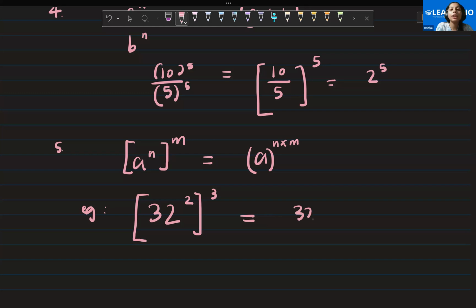So your answer will be 32 and the power will be 3 times 2. 3 times 2 is 6. So you will get 32 raised to the power of 6.